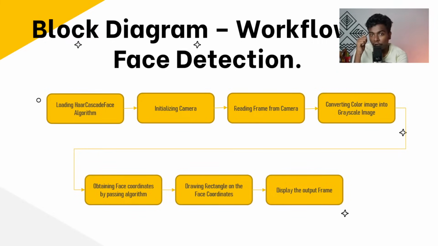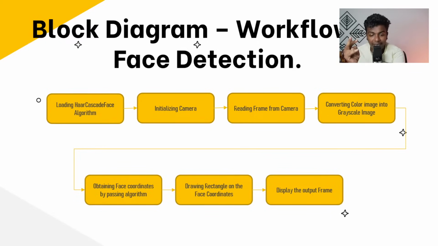So first of all, you are going to load the algorithm. You are going to initialize the camera. You are going to read the frame from the camera. And we are going to convert the color image into a grayscale image, because whenever you acquire a frame from the camera, it is going to be a color image. So we are going to convert that color image into a grayscale image.